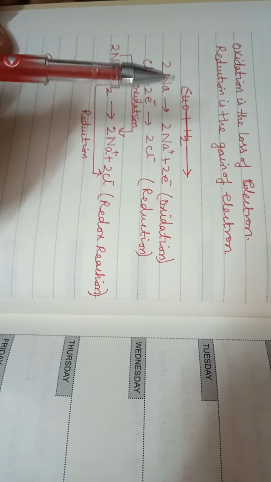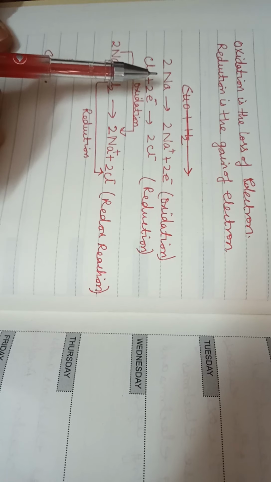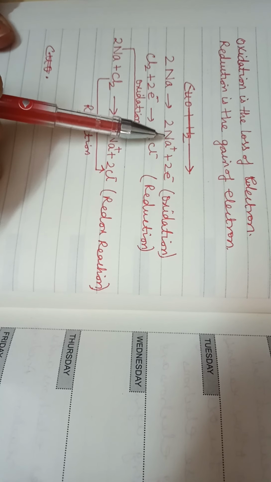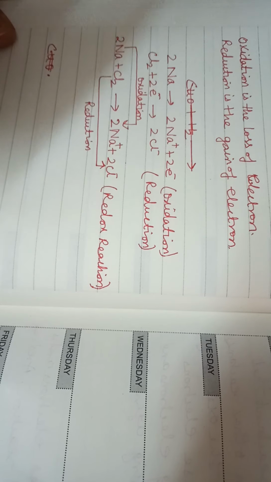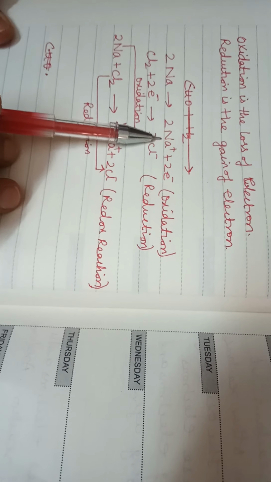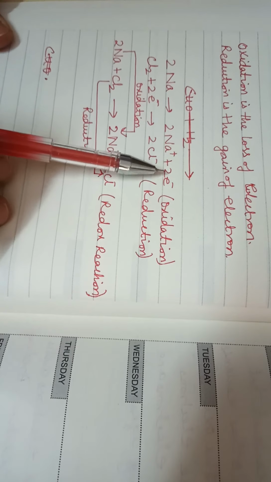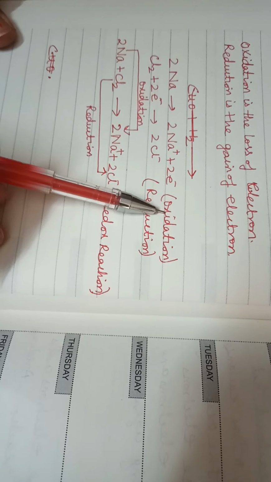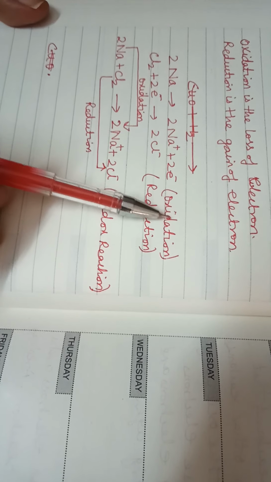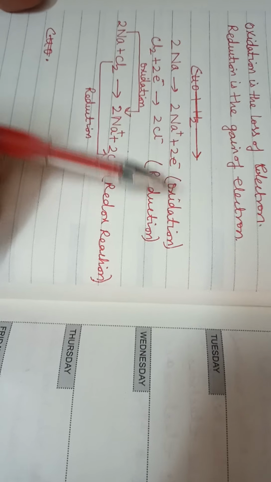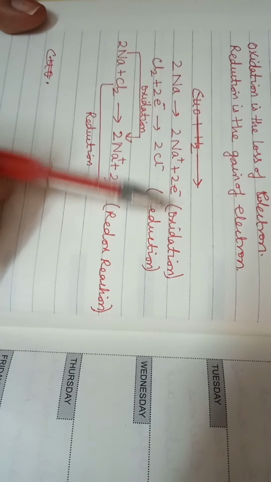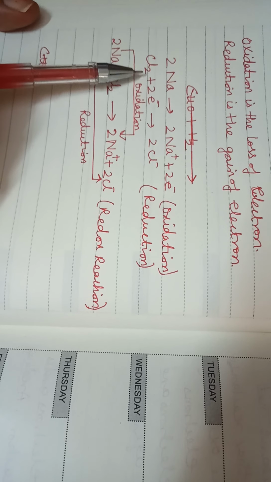So what is happening in that? Basically, the sodium atom is losing electrons. Now suppose we take two sodium atoms, so two sodium ions will form and two electrons will be lost, so that is the oxidation. Please understand this concept: losing of electrons is known as oxidation. And now chlorine, what is happening?